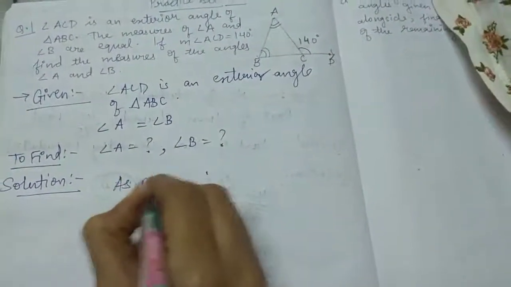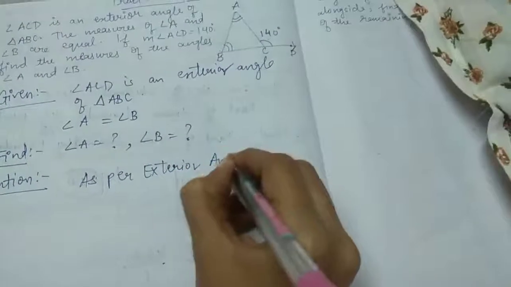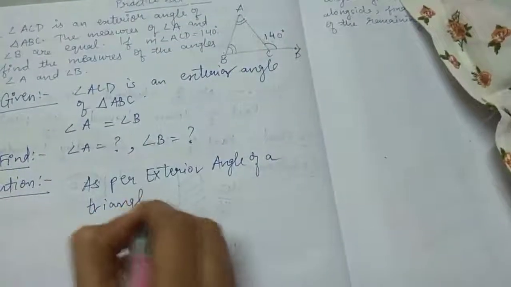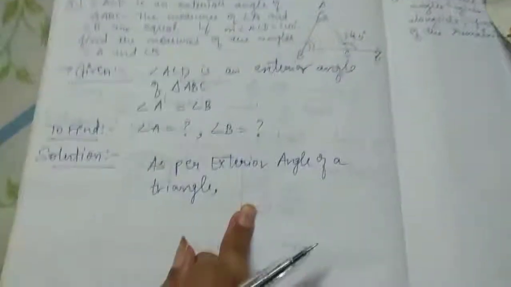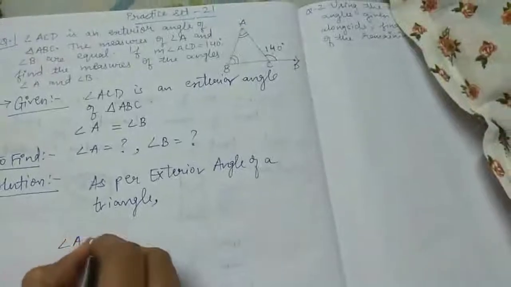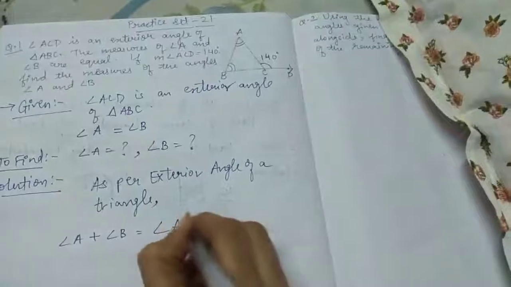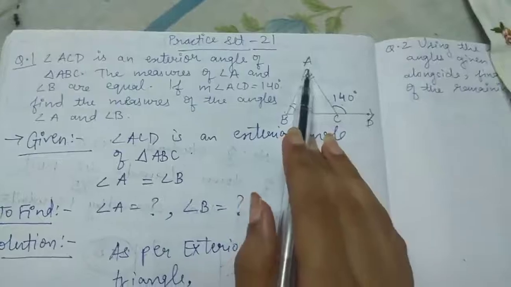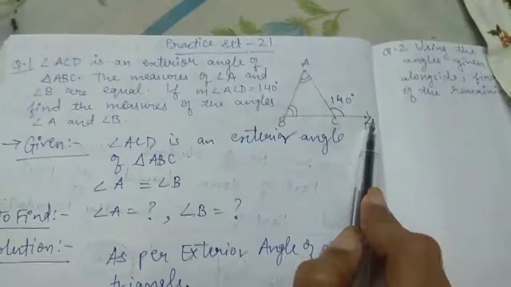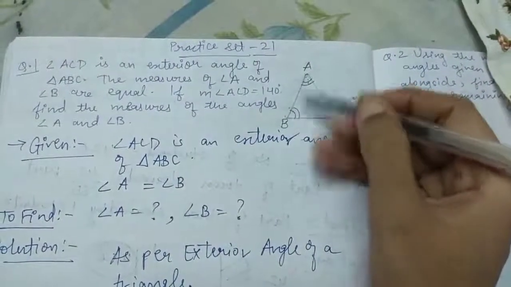So as per exterior angle of a triangle, what we know is that angle A plus angle B is equal to angle ACD. Okay, because what's the measure of exterior angle? Exterior angle is equal to the sum of opposite remote interior angles.